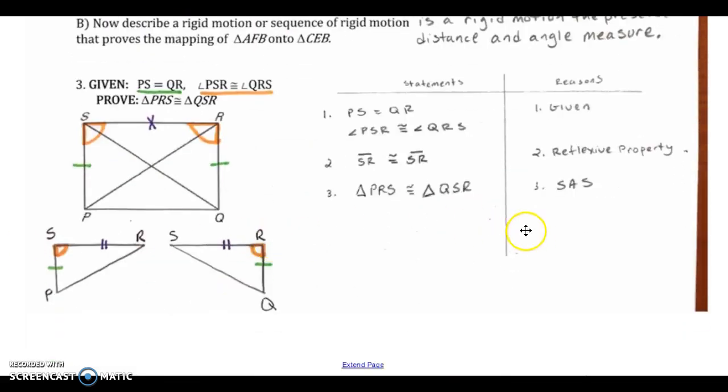Here's our third proof. Notice that I grouped all my givens together. That's all the givens that were here. And this was very straightforward as well because we were able to just use the reflexive property to pretty much solve it right away. All right, moving on to the next page.